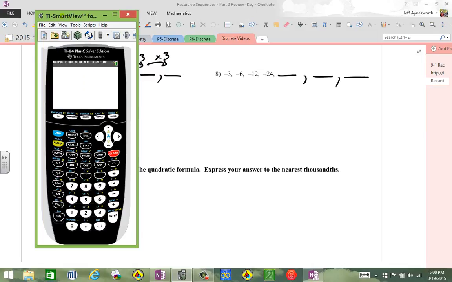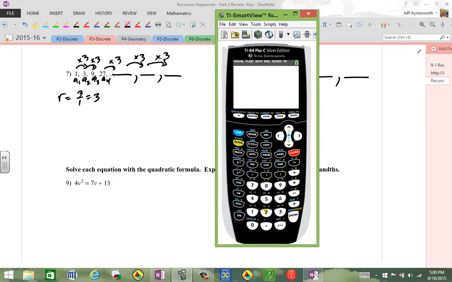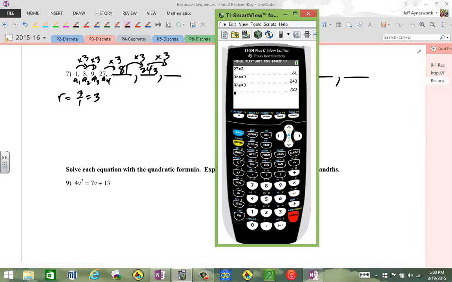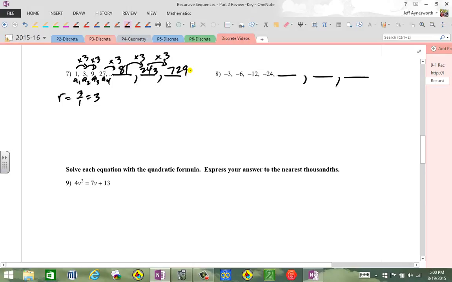Fairly straightforward one here, starting with 27, because that's the last term they gave me, times 3, 81. Times 3 is 243. So 81, 243, times 3, and we should get 729. So recursively, any term is the one before it, a sub n minus 1, times 3. Or if you want to state the 3 in front, 3 times the previous one, a sub n minus 1.